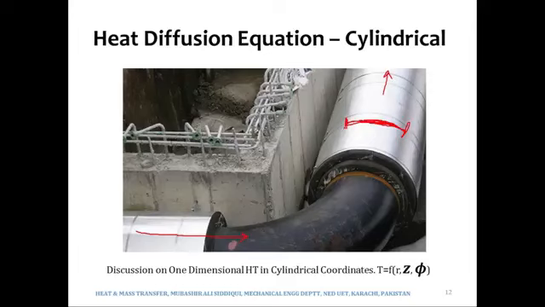So this is what is meant by z-axis, along the length of the pipe, along the axis of the pipe, and this is what is meant by phi axis. The last thing is r, radial direction.